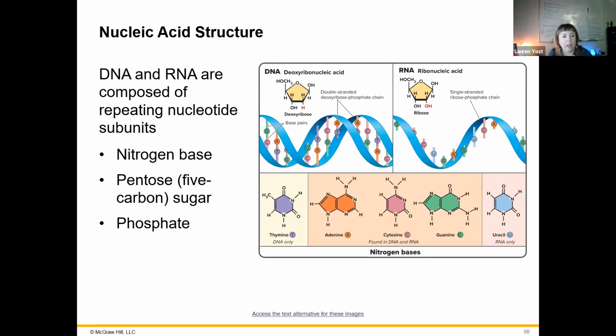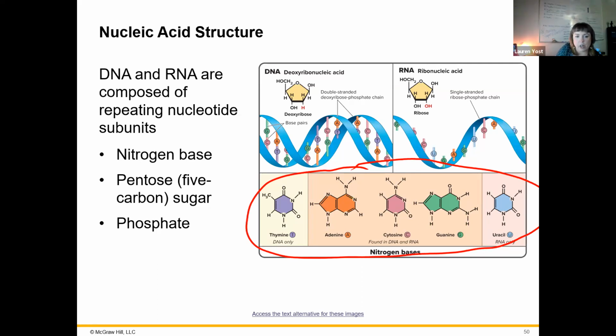So they are made up of nucleotides. That's their subunit. A nucleotide has a nitrogenous base, which is down on the bottom of this little guy here in the orange and the yellow. So these are the nitrogenous bases. DNA and RNA have a nitrogenous base, a pentose, which is a 5-carbon sugar, and a phosphate. They both have all three of those. There's differences though.